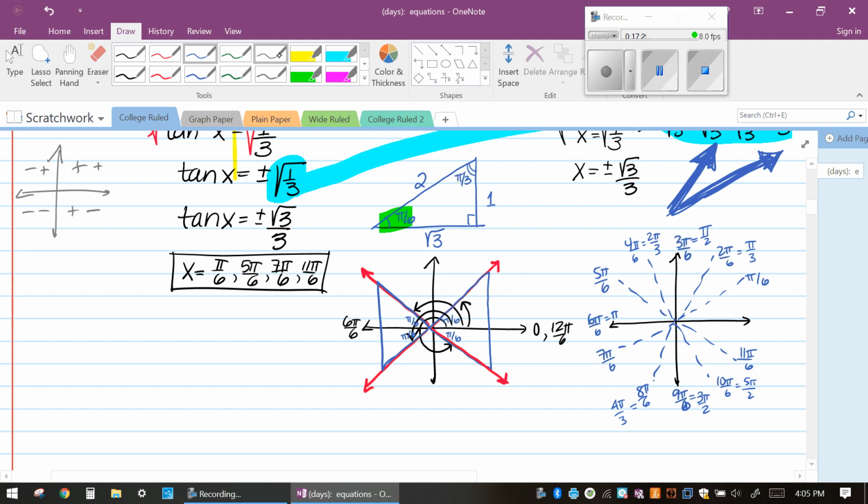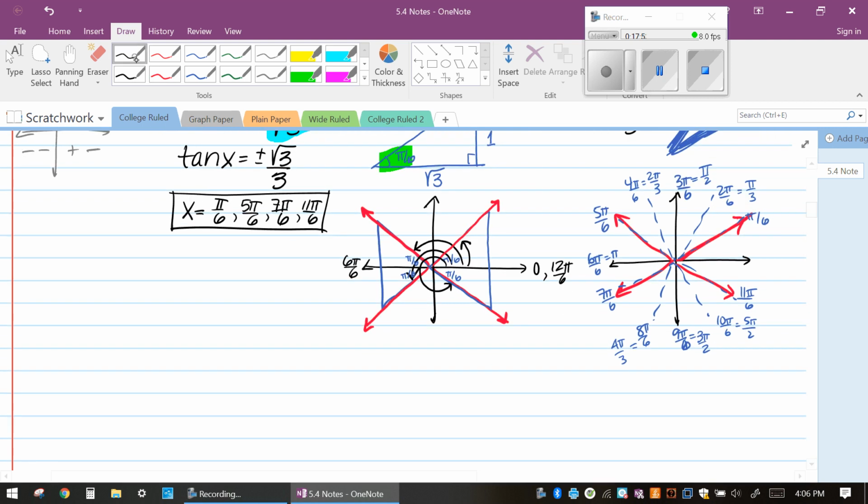All the ones that have a reference angle of pi over 6 are this guy, this one, and this one. And those are the ones that I used in my answer. Okay, when you're ready, go ahead and write down example 3.